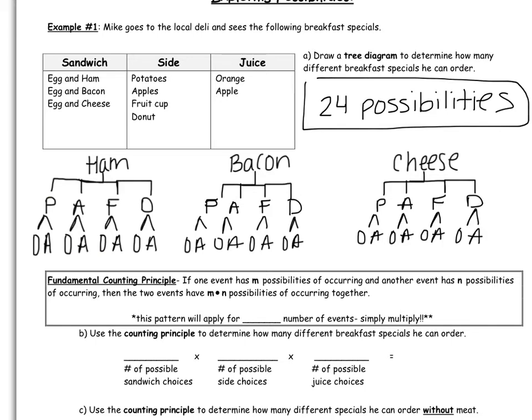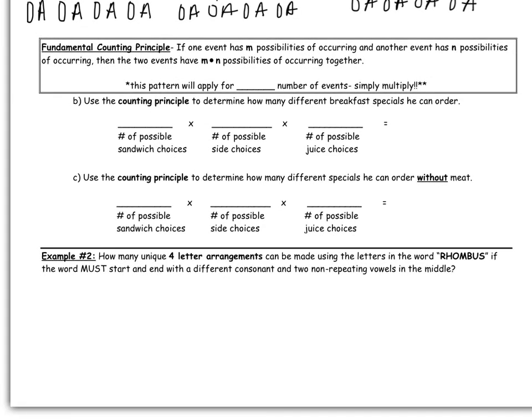Okay, there's got to be an easier way, because what if he was there and there were 10 sandwich choices, 15 different sides, and 4 different juices? Life is going to be a lot harder. So they have this shortcut, and the shortcut is called the fundamental counting principle. So let's read that. It says, if one event has m possibilities of occurring, and another event has n possibilities of occurring, then the 2 events together have m times n possibilities of occurring together. So this pattern will apply for any number of events. It doesn't necessarily have to just be one event m and another event n. I could have m, n, and another one, just like the example above.